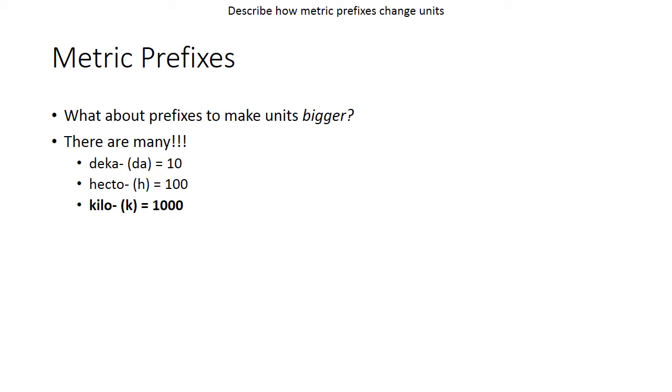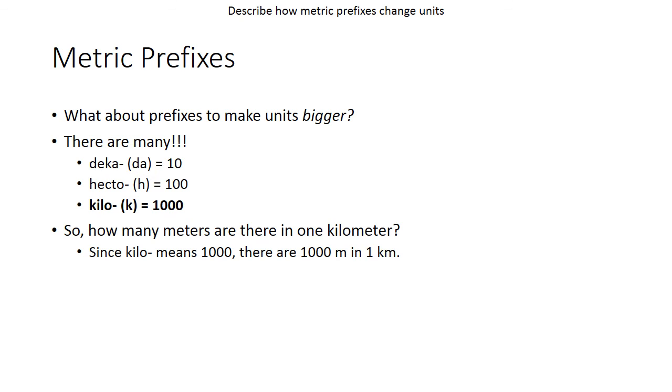The term that you all are most familiar with is the prefix kilo. Kilo means 1,000. So that would be 1,000 meter sticks lined up end to end, and that entire length would be 1 kilometer, or kilometer, if you want to pronounce it that way. So the question then is, how many meters are in 1 kilometer? Well, that would be 1,000. Since kilo means 1,000, there are 1,000 meters in 1 kilometer.